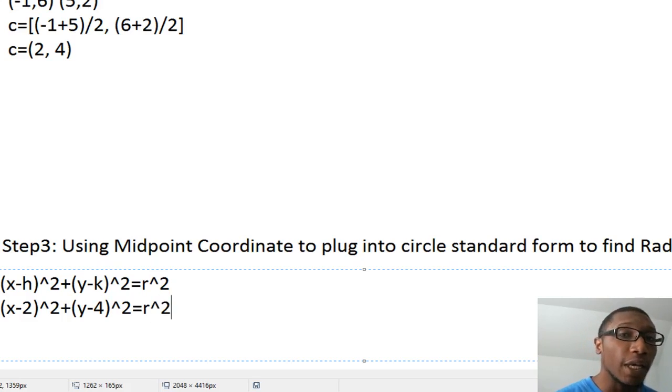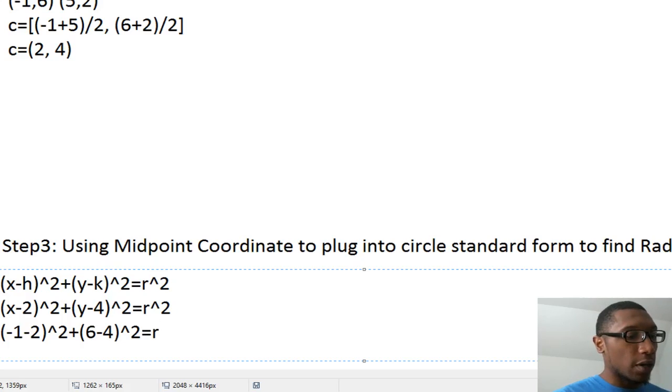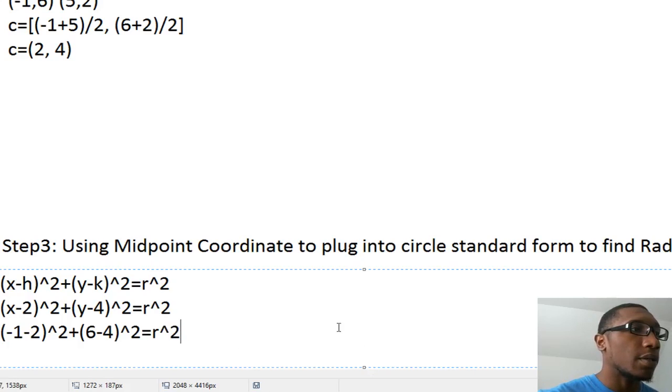Now you can use any coordinate and plug it in for the actual x and y remaining in the equation. So now we're going to say -1 minus 2 squared plus, and the y for the -1 is a 6. So that's 6 minus 4 squared equals r squared. Great. Now, move this down just a little bit.